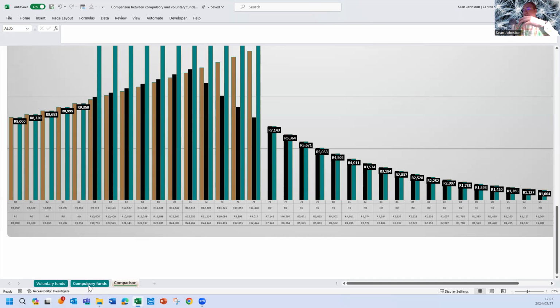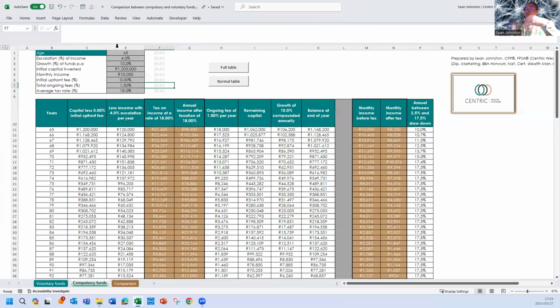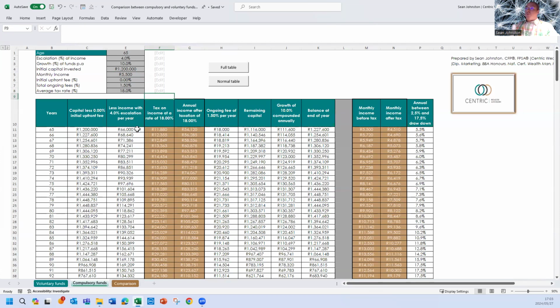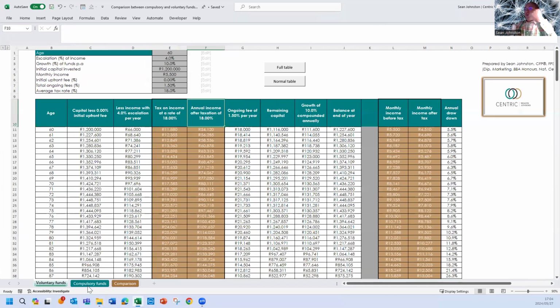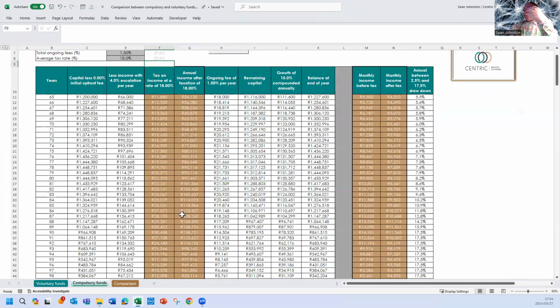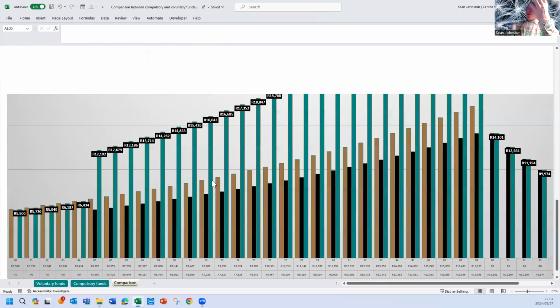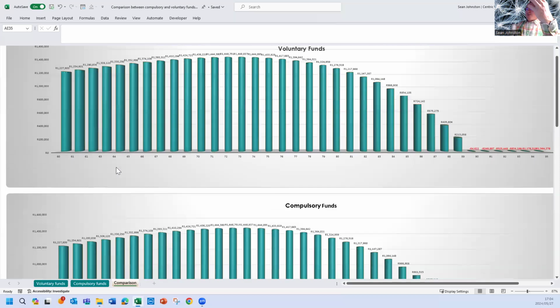Now, obviously, this is not an ideal situation if a person is drawing such a high percentage. In reality, the person should only really be drawing, let's say, 5,500 Rand from 1.2 million. But I just wanted to show you for illustration purposes what happens when you are starting to compare the two. And of course, when you compare it here, you can see the different ages.